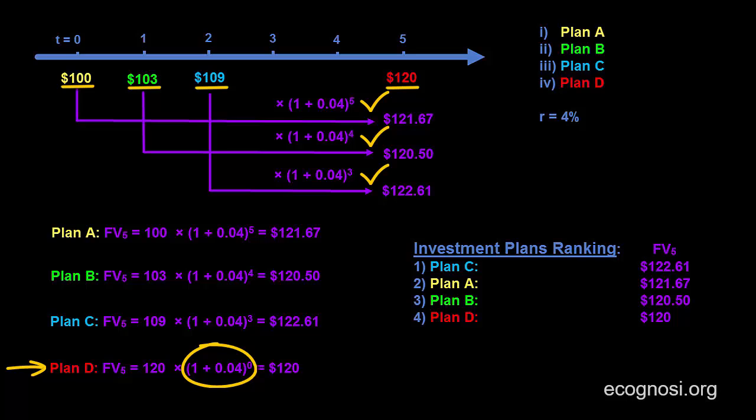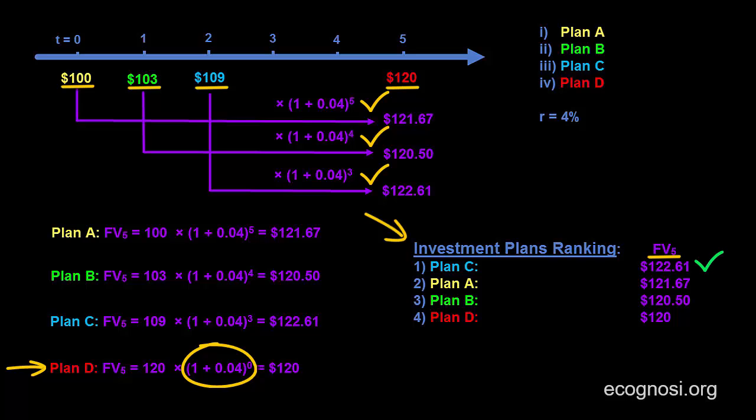And now that we took everything at the same point in time, we are finally able to rank them, something which I did over here. So I rank them based on their future values at year 5, from most desirable to least desirable. The highest value is offered by plan C, the second best option is plan A, then plan B, and the worst plan to choose in terms of value offered in monetary terms, after taking into account the time value of money, is plan D. Therefore, we will choose plan C.